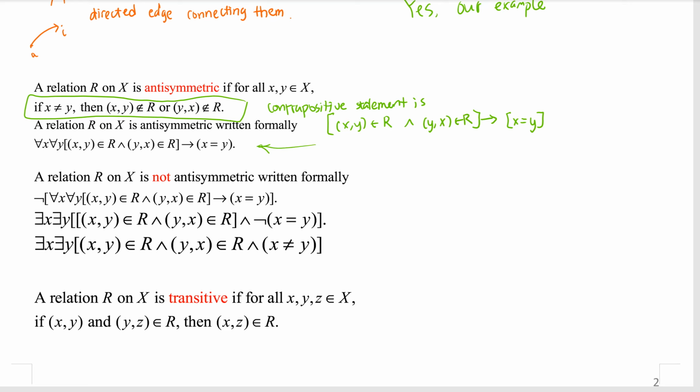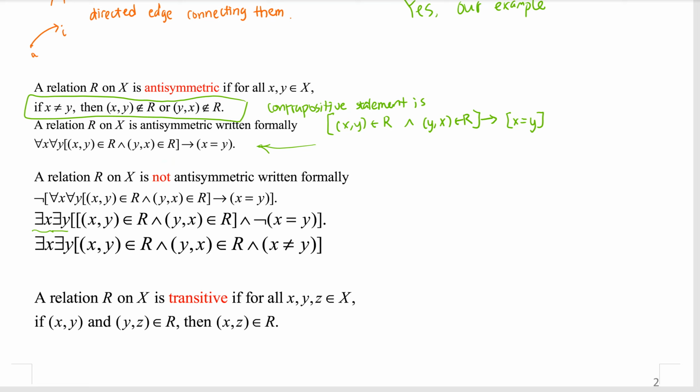So far, so good, everybody? Okay, let's keep going. A relation on X is not anti-symmetric, written formally. We already have this statement, and not anti-symmetric means the negation of it. What would the not do? For all becomes there exists x, there exists y, and the negation of this statement.